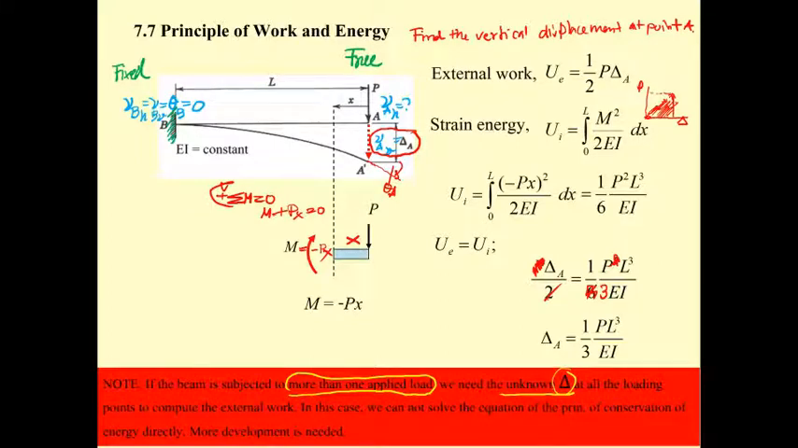If you have that, you cannot solve by the principle of conservation of energy directly, because the equation just provides you one equation. So more development is needed. That's why John Bernoulli did some modification of this principle, and he arrived at the method of virtual work, which was very beautiful to use, whether it's the beam, the truss, or the frame.